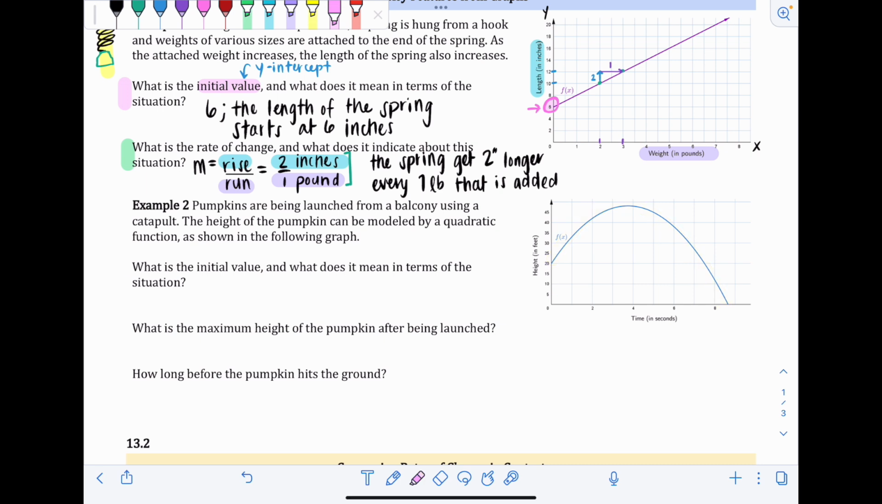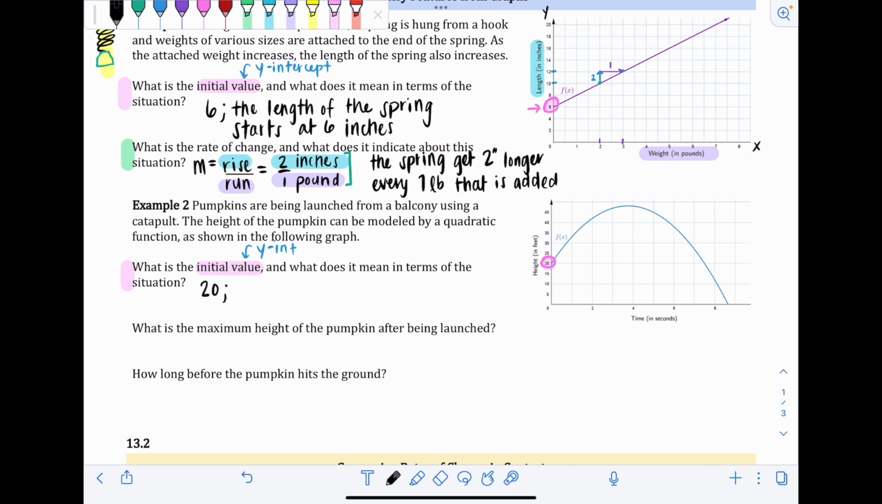So the first question, what is the initial value and what does it mean in terms of the situation? So remember, we learned in the first example that the initial value means the y-intercept. So the y-intercept is where does our function cross the y-axis? And so that looks like this point right here, which is at 20. So our y-intercept or our initial value would be 20.